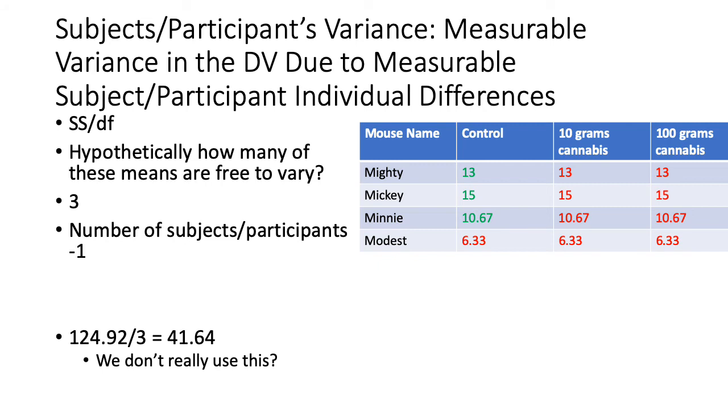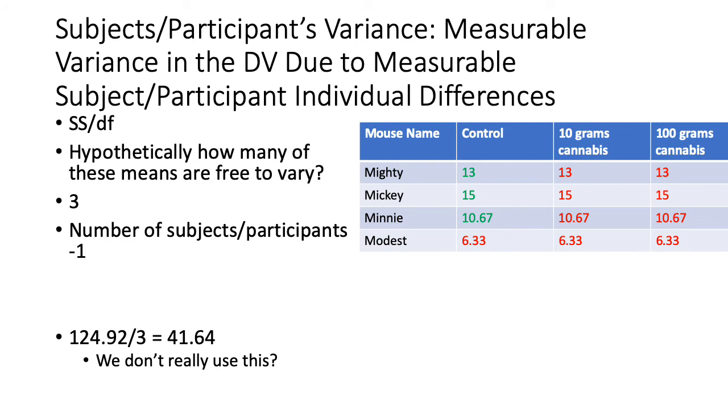but now we have 3 of these 12 numbers that we use to calculate the sum squares subjects are free to vary. And that is the number of participants. There are 4 different participants minus 1. So then to calculate the variance of the subjects, we just take their sum squares divided by their degrees of freedom. We don't really use this measure of variance. This is something that we're doing to make our error term cleaner and better.